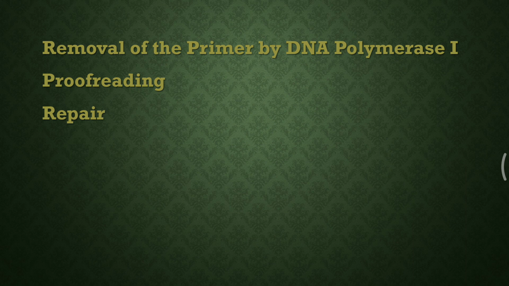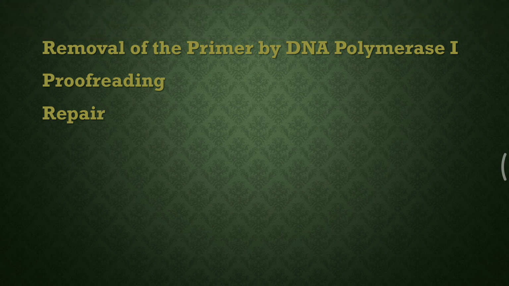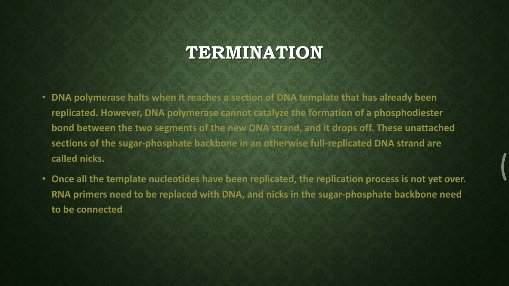Proofreading is identification of the wrong DNA nucleotide which is placed, and repair is removal of that with the help of nuclease activity and addition of the correct nucleotide at the same place. So this is about the repair, and the epsilon unit of DNA polymerase helps in this process of repair.